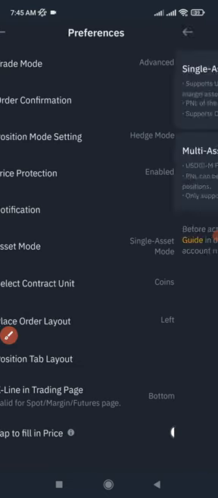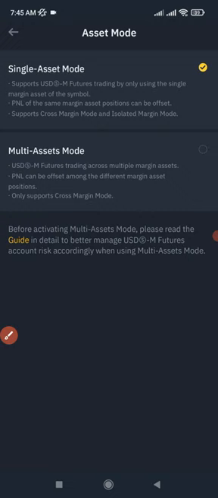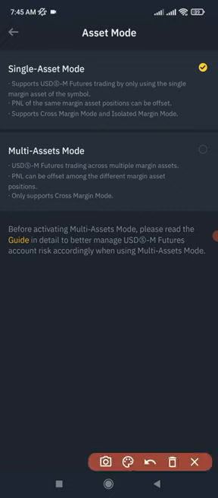Then the next one here, which I've explained already, is the asset mode. This is where we have the single asset mode and the multi asset mode. Just to go over it again, for single asset mode, if you have USDT, you can only trade USDT pairs. If you have BUSD, you can only trade BUSD pairs. But for multi asset mode, you can trade both BUSD and USDT pairs with whatever funds you have. But the problem here is that if you switch to the multi asset mode, your margin mode will automatically be switched to cross mode. You don't have the chance to switch back to isolated or cross. You will only be on cross mode. But if you're a good risk manager, you should be able to trade on cross mode without having issues.